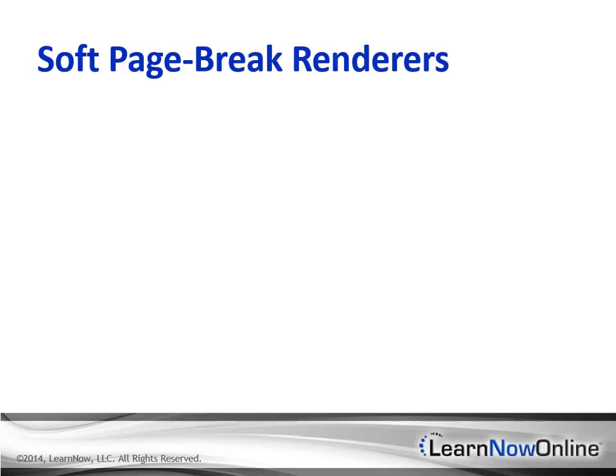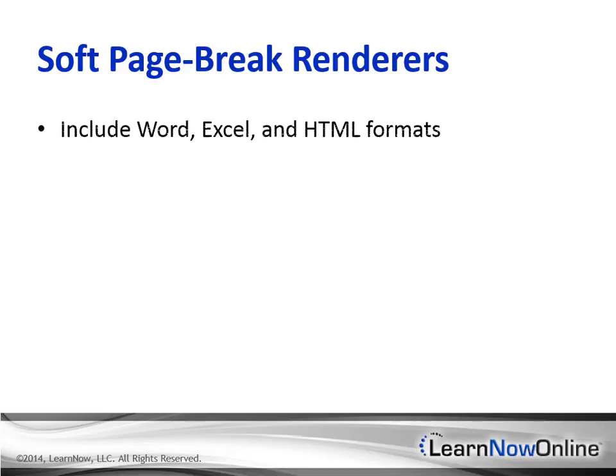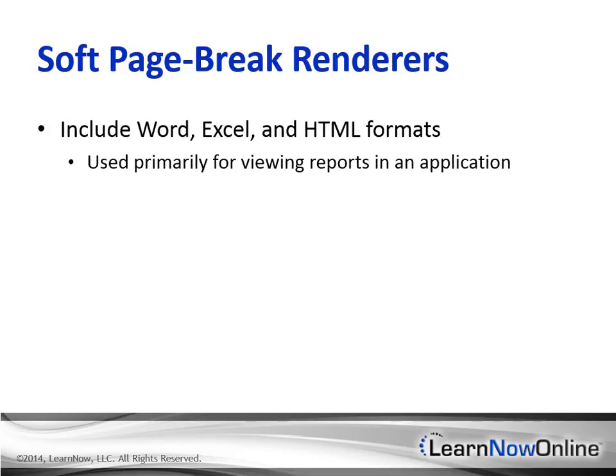The first category of renderers that I want to talk about are the soft page break renderers. These renderers include Excel and Word documents, as well as HTML and MHTML formats. And these are used primarily for viewing reports in a software application as opposed to printing them in a hard copy form. Users can, of course, also print reports from Excel, Word, and a web browser, but unless they need to manipulate or format the data for presentation, users are going to normally just be working in each format's native application.